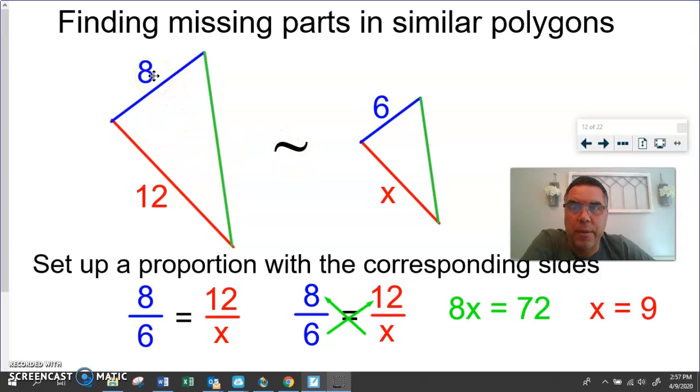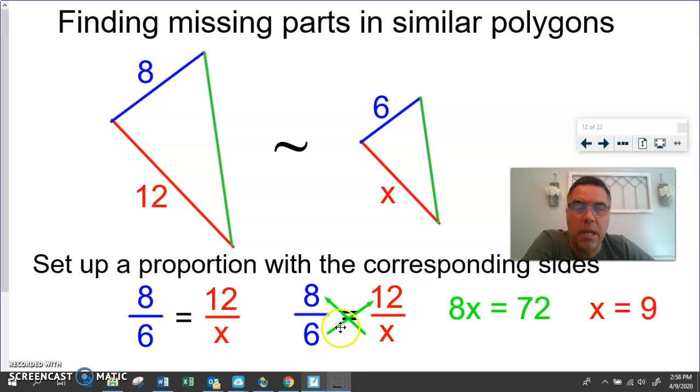So you do have to make sure you get the corresponding parts in the same place. If we take the 8 from this triangle and make a ratio with the 6 in this triangle, because those two sides are corresponding, and then we make that equal to a ratio made up of the other two sides. So the 12 corresponds with this x. Since we put the 8 on top of this ratio, we're going to put the 12 on top of this ratio. The 6 went on the bottom of this ratio, so the x is going to go on the bottom of this ratio. And then we just solve that proportion.